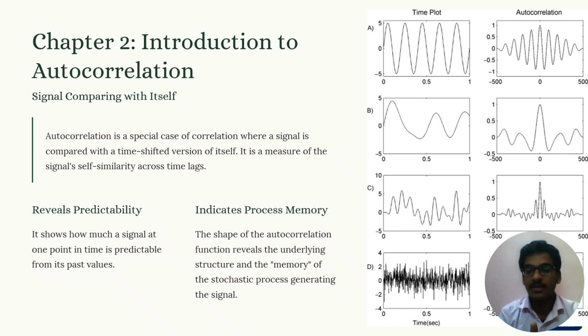So the only difference between autocorrelation and cross correlation is that cross correlation compares with another signal, while the autocorrelation compares with the same signal or a delayed version of the signal. It reveals predictability. It shows how much a signal at one point in time is predictable from its past values. That means past values or any future value, the shifted value. We can see the autocorrelations of some signals with their delayed versions.